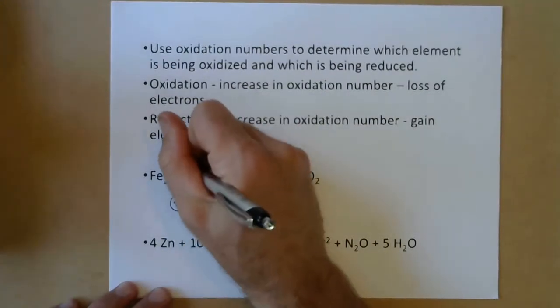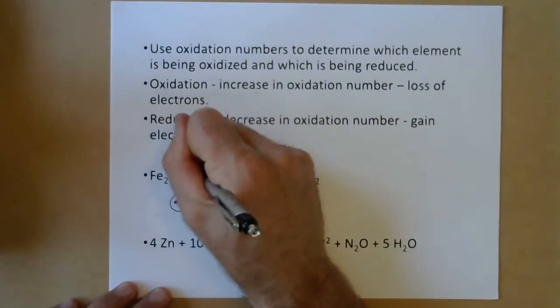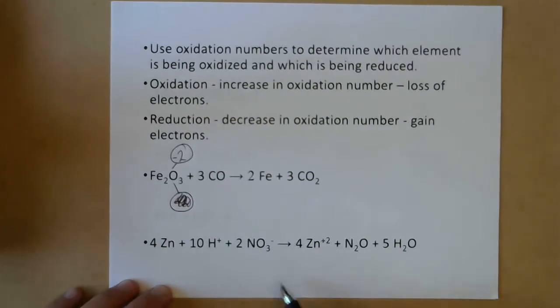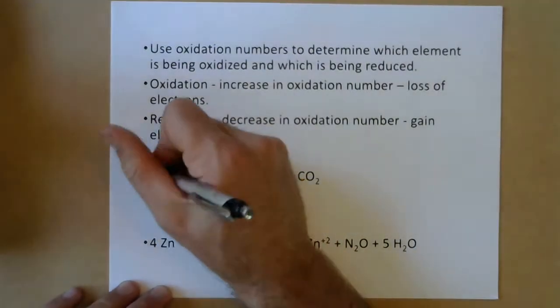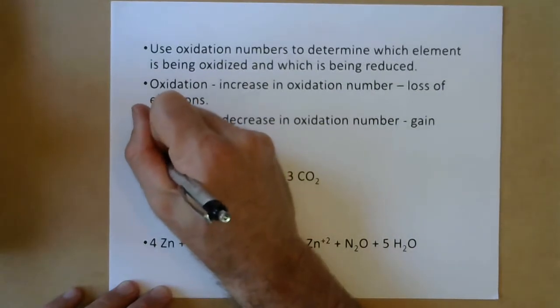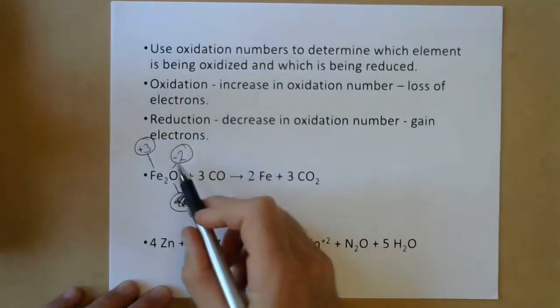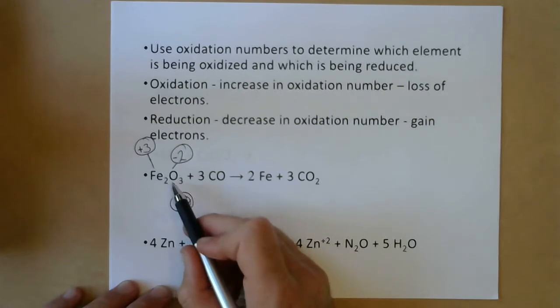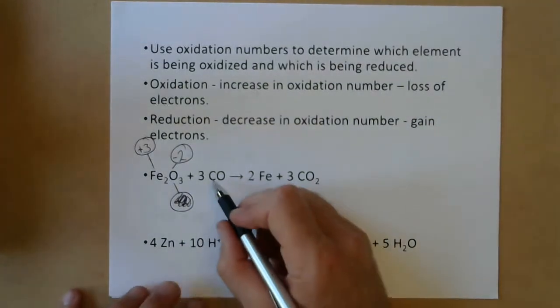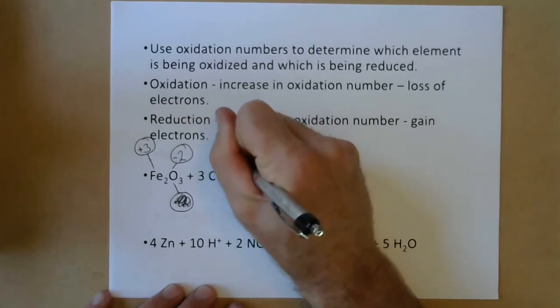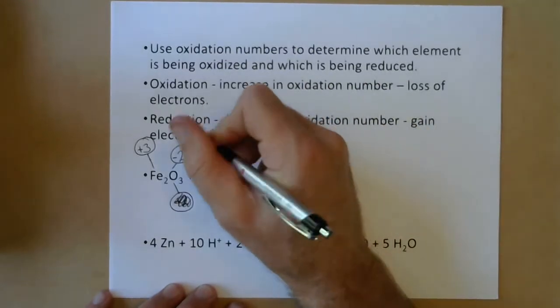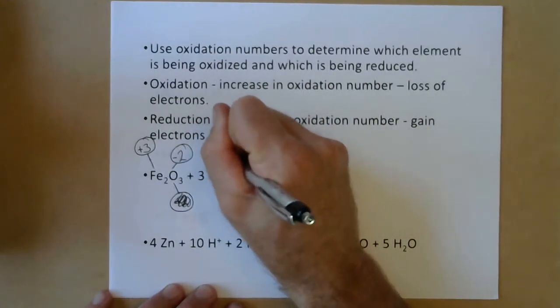This oxygen will get a -2 for its oxidation number. And if that oxygen is -2 and there's 3 of them, then each one of these irons would have to be a +3 in order for the oxidation numbers of this compound to add up to 0. Over here, we have oxygen with a -2 again, meaning that the carbon has to be +2.